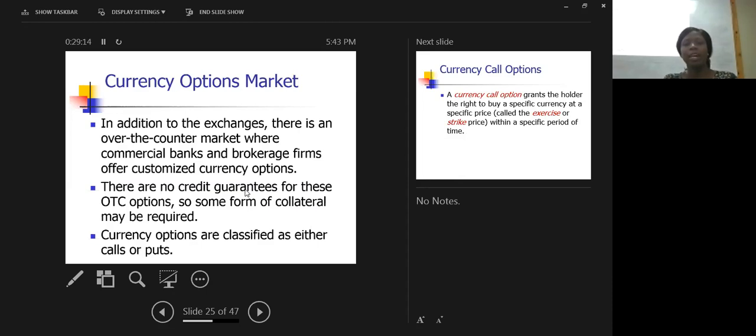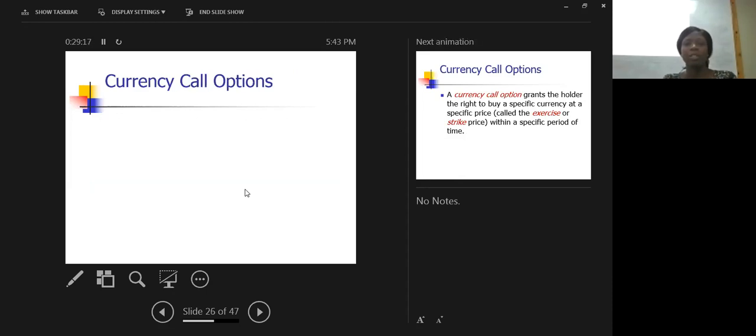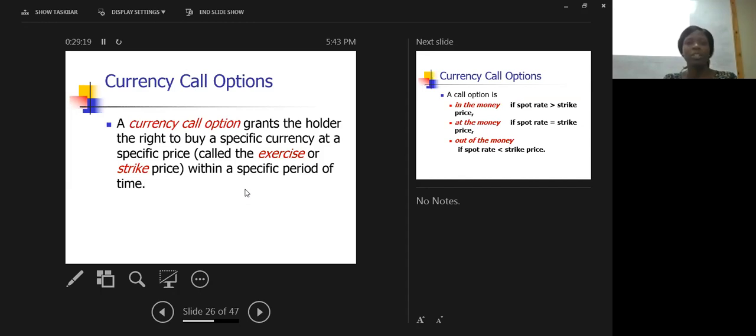Currency options are classified as either calls or puts. So let's look at currency call options. Just like a call, a long currency call option grants the holder the right to buy a specific currency at a specific price within a specific period of time. Okay, so this is long.